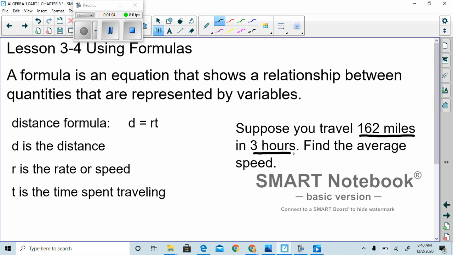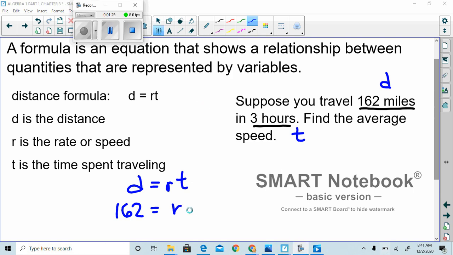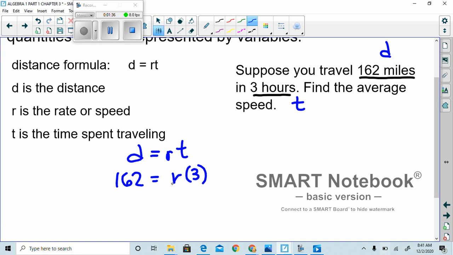So let's take a look at how we are going to rewrite this into our equation. If distance equals rate times time, and we already know our distance and our time, let's replace it into the equation. I have 162. Now I'm looking for r. And I know the time, which is 3 hours. How do I solve for the rate? We'll divide both sides by 3.